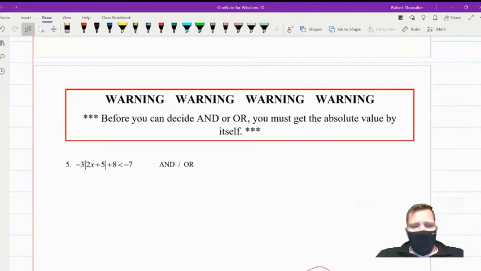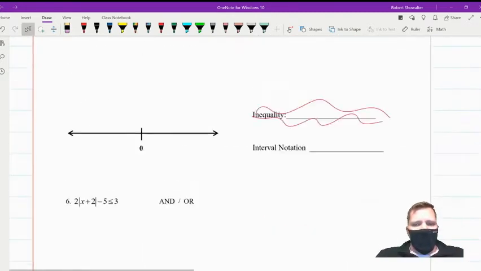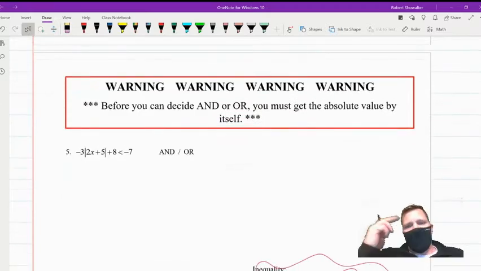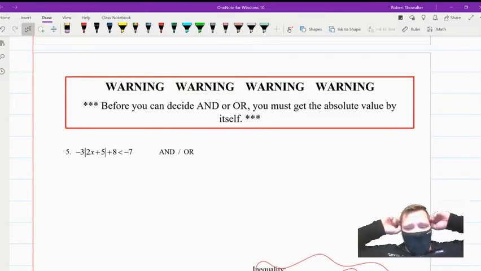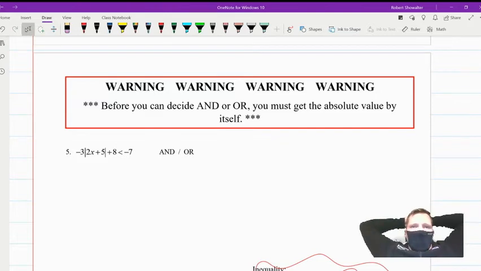All right, now let's take a look at the very last two questions on the notes. We have these two questions, and then you have the form to finish. Again, whenever we deal with absolute value, when we go to solve it, we don't want to make any decisions on whether it's no solution, and or, until the absolute value itself is isolated.